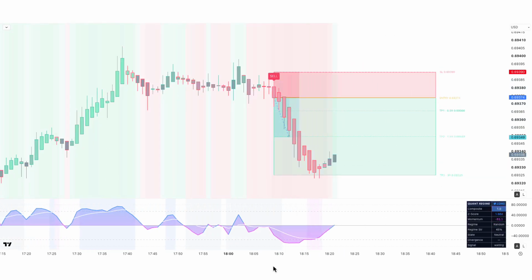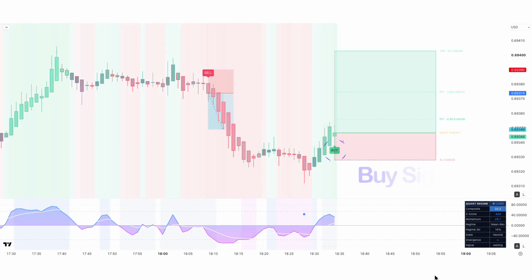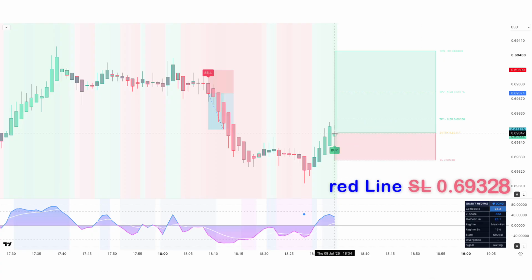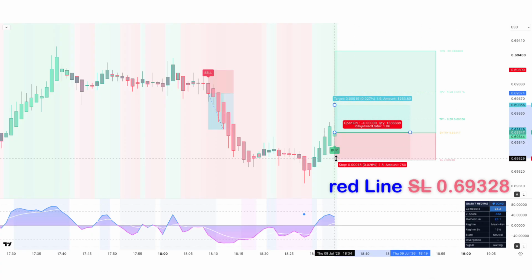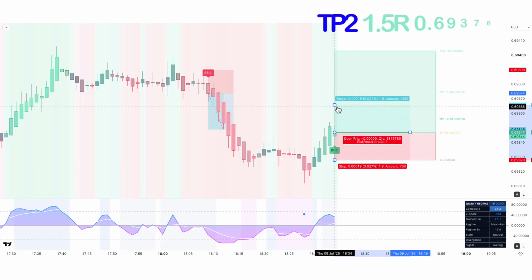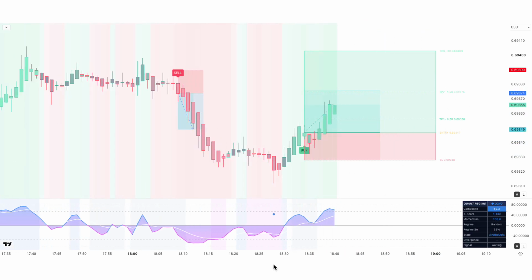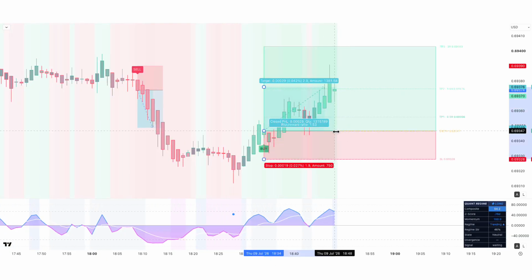Let us now understand the long position. When the Quant Confluence label up shows a buy signal, the blue line of the Quant Regime Oscillator should be above the zero line, and the market forms a bullish candle. If this condition is fulfilled, then we will place a buy order at 0.69347. Our stop loss is to be placed at the red line SL, 0.69328, and the risk to reward ratio will be TP2 1.5R, 0.69376. The market has completely hit the target.